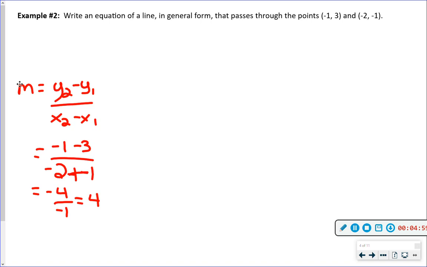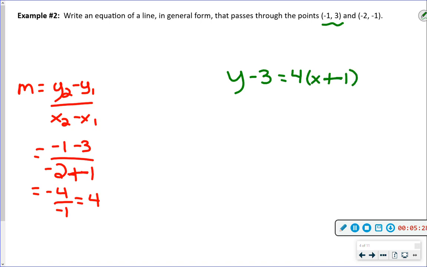Next, I'm looking at my points. I'm like, oh man, I hope one of those is the y-intercept, because I could get an equation quick. And I'm like, crud, none of them are the y-intercept, because you would have to have x as 0. So I'm just going to pick my first point, and I'm going to use point slope form. Y minus the y coordinate of the point equals our slope, times x minus the x.